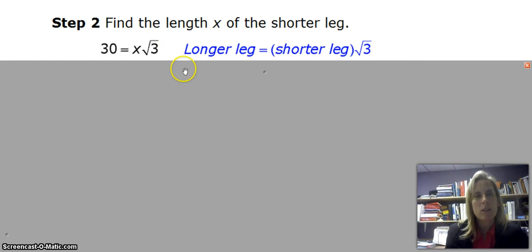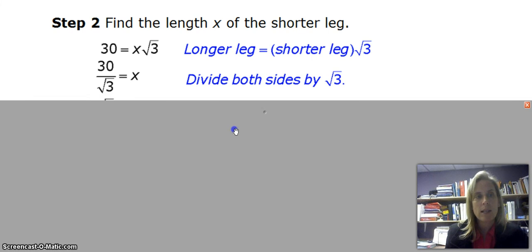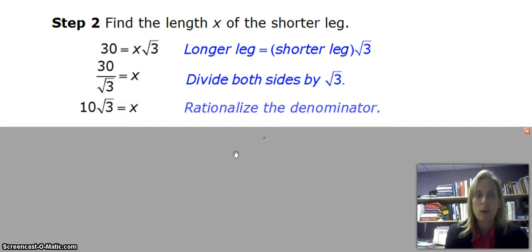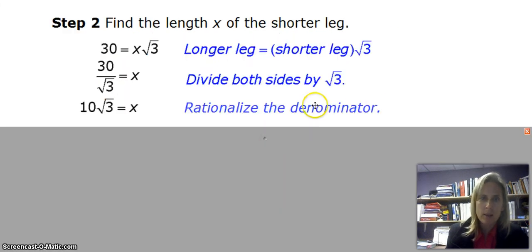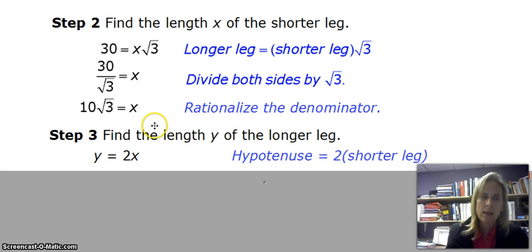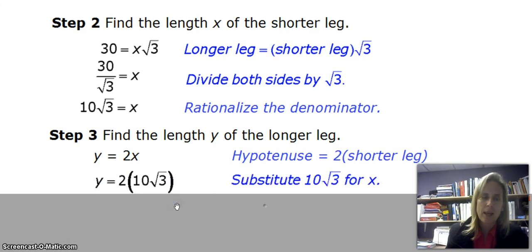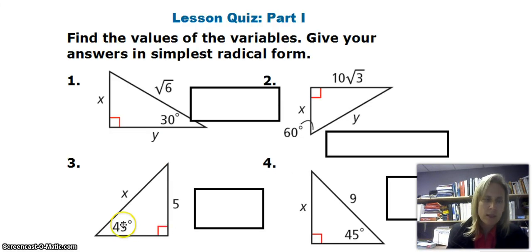So now we can find the shorter leg by simplifying this, or solving this equation. And when we do, we rationalize, and we get 10 times the square root of 3, right? That's the shorter leg, x. Looking back here, that's this value here. In order to find the hypotenuse, we know that the hypotenuse, y, equals 2x. So we simply take x, substitute, and so we end up with 20 times the square root of 3, or 34.6 centimeters. Try the quiz, come back and check your work.